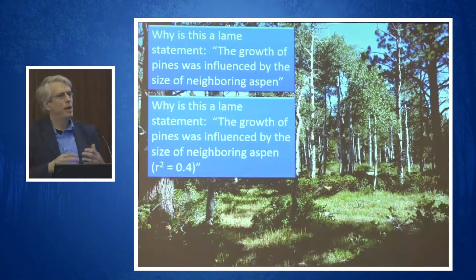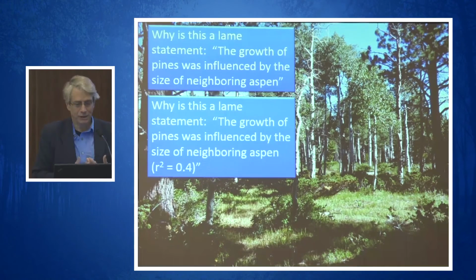So here's a better version, but I would say that it's still lame. The growth of pines was influenced by the size of neighboring aspens, and now I give an R² value. But I still don't know if it was a positive or a negative effect. And with an R² value of 0.4, well, maybe a random assembly of data could give me an R² of 0.4. I'd want to have some idea of whether that's something to be confident about.